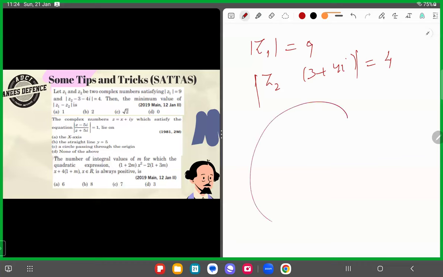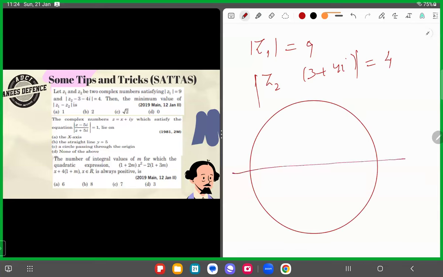So I will draw the circle for mod z equal to 9, so the radius is 9. Center is 0, 0. For the second circle, the radius is 4 and the center is -3, -4. The distance of 3, 4 from the origin is 5. So it will go like that.